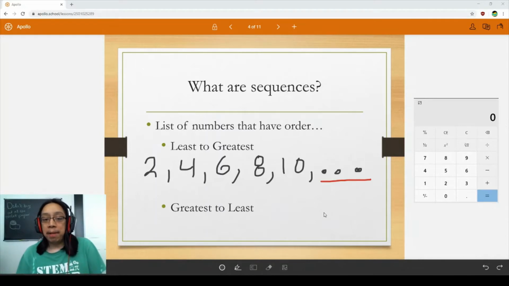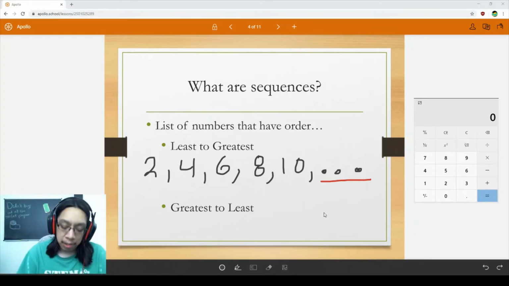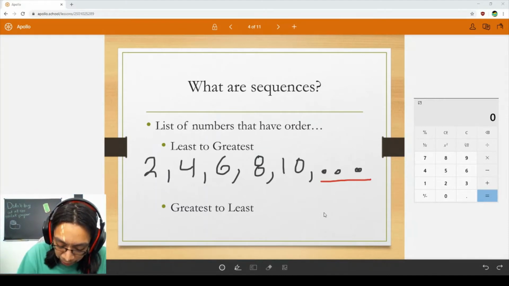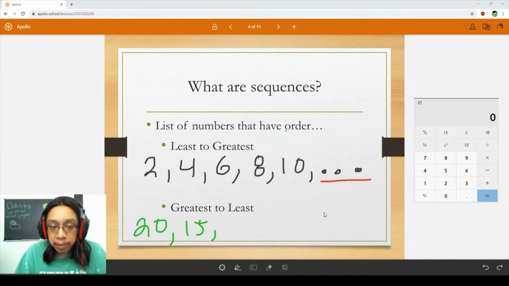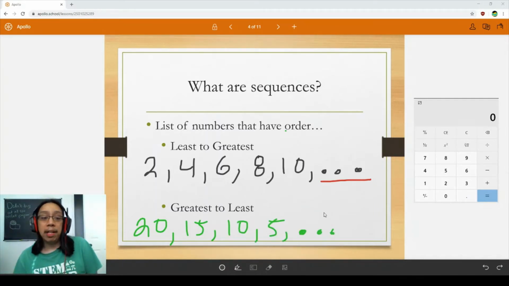Now, what's an example of a sequence that's from greatest to least? Well, let's look at it from the other way around. Let's say, for example, your biggest number is 20, and you're just going down by 5s each time. 15, 10, 5, dot, dot, dot. So both of these are examples of sequences. They just have some kind of order, okay? So it's not too complicated of a definition. Just be aware that that's what it means. It's just a list of numbers, okay?